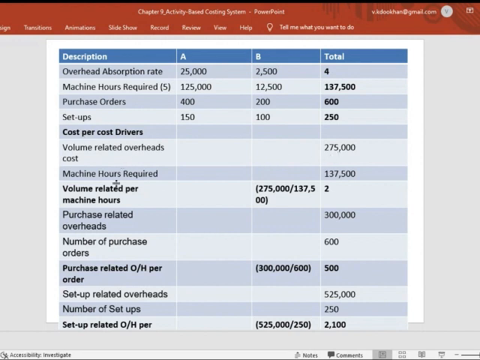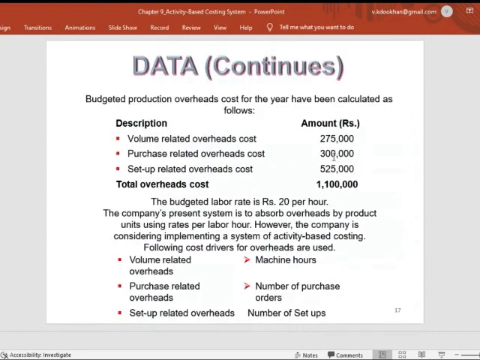Machine hours required. I was telling you I'm going to use arrows. I take that from there. I have already calculated the total, which is 137,500. So that gives me 2. The rate is 2 rupees per machine hour. Second is purchase related. In the question we have 300. I take it from there.